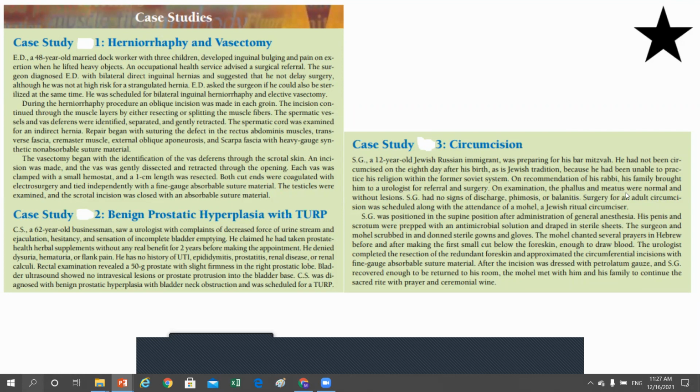The phallus and meatus were normal and without a lesion. He had no sign of discharge or phimosis. Phimosis is when the tip of the penile urethra becomes small; balanitis is swelling. Surgery for an adult circumcision was scheduled. Because he was 12 years old, a surgery was done.